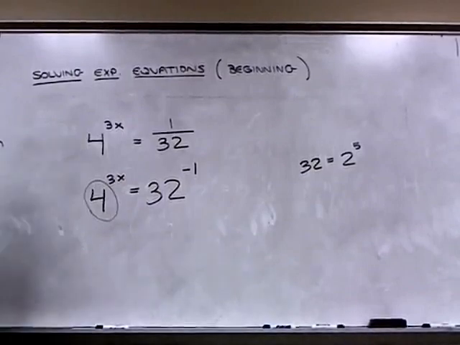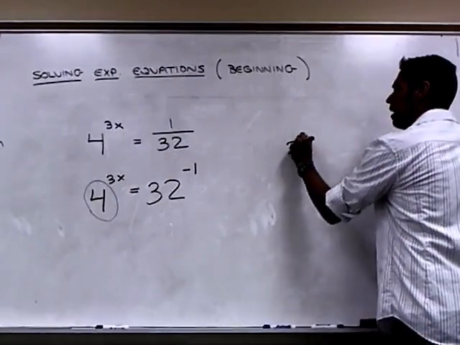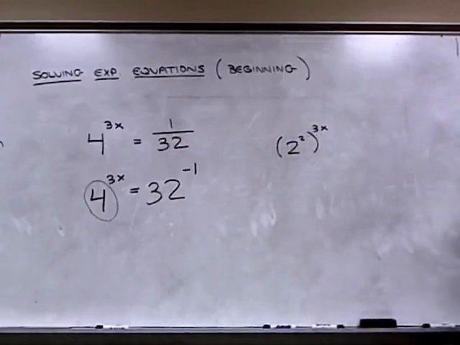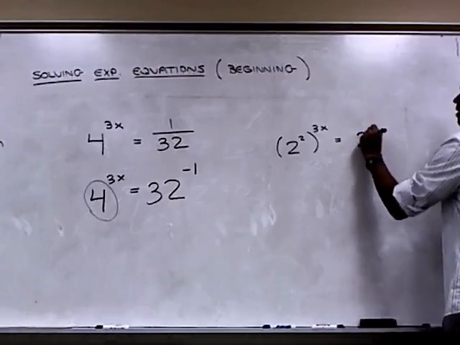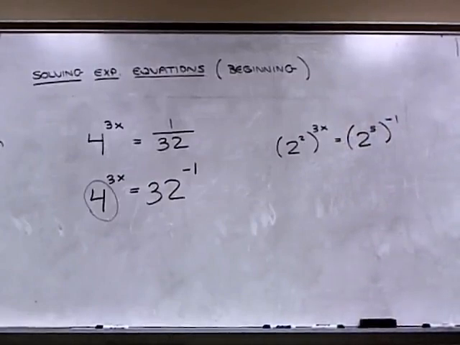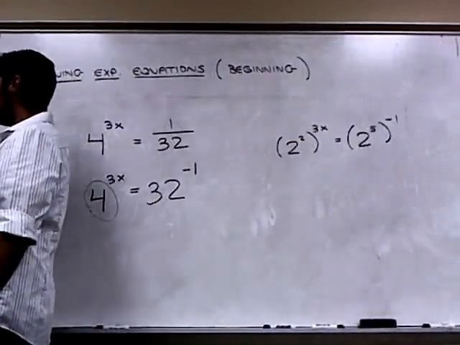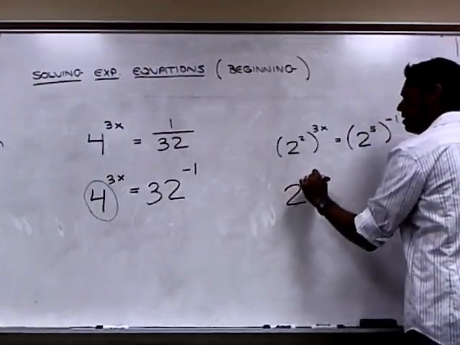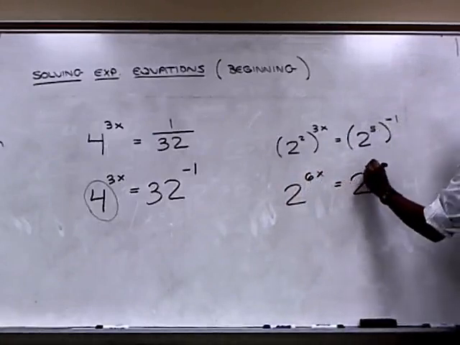You mean to tell me that I can rewrite this problem like this? I could rewrite the left side as 2 squared and then to the 3x. That's the same left side. And I can rewrite the right side as, what did we say? 2 to the 5th, but then all that to the what? -1. But that would still be the same exact problem. Now, the property of exponents that we just used, something to a power, what do you do to the powers? Multiply. So this turns into 2 to the 6x and that one turns into 2 to the -5.